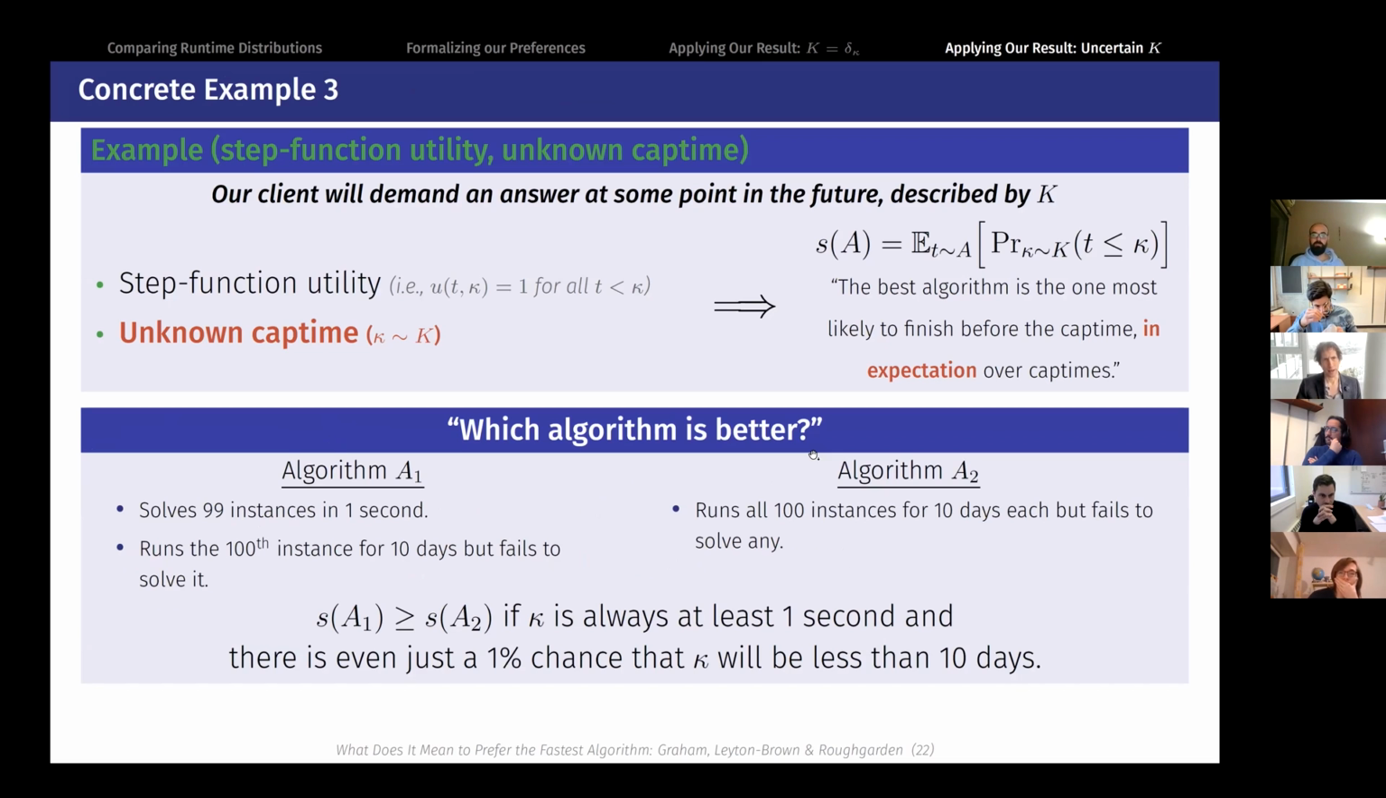So in a concrete example here, this just works with the utility function that I gave you before. I just have to push through a little bit more in the math. If I have a step function utility and some unknown cap time, then the best algorithm is the one that's, again, like in example 1, most likely to finish before the cap time, but now taking expectations over cap times rather than taking expectations only over the algorithm's runtime. So now I'm taking expectations over 2 things.